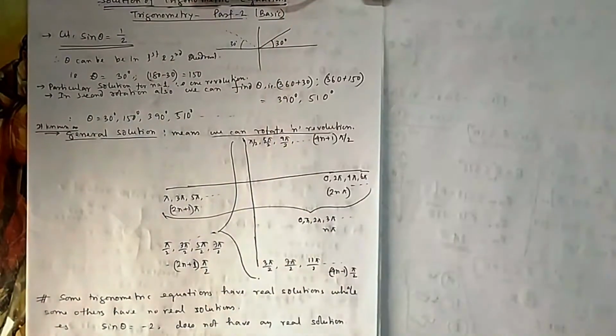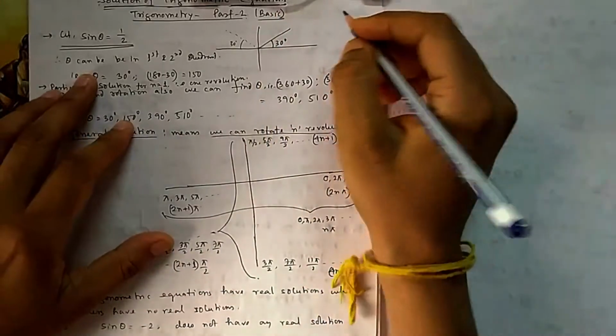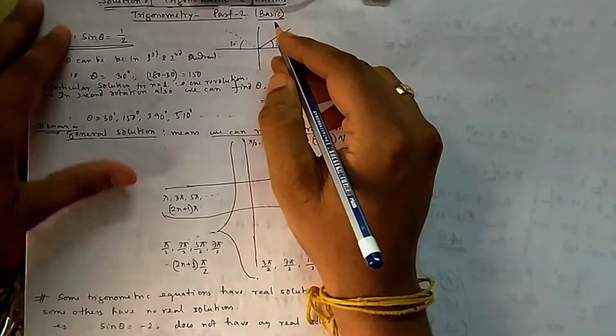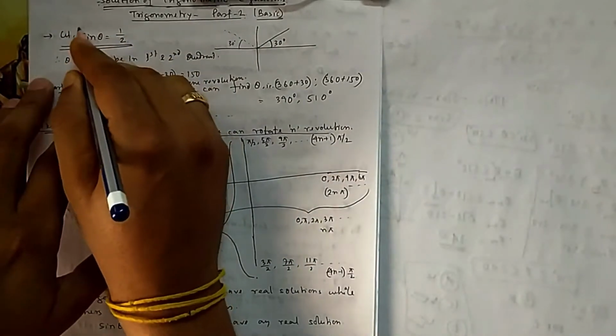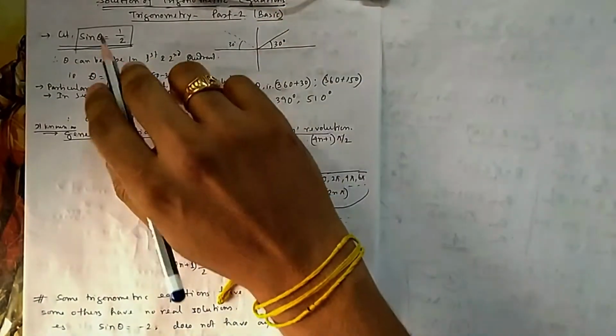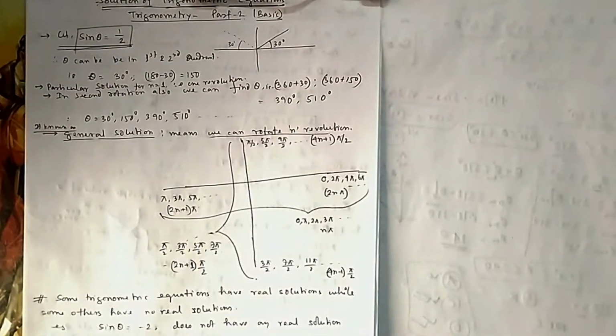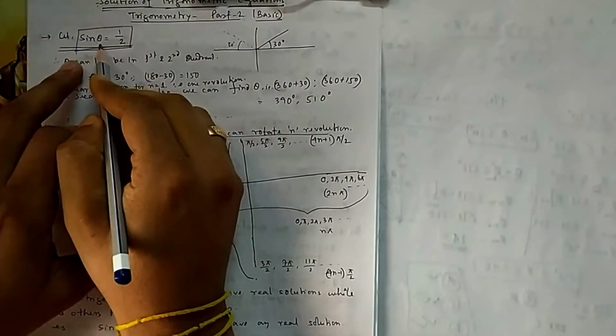Okay students, in trigonometry part 2 we are discussing solution of trigonometric equations. So this is the basic module. Let me take a very basic trigonometric equation. Suppose this is given: sin theta equal to half. An equation means you have an equal sign, with a left hand side and a right hand side, and you have to solve the equation and find the variable. Here the variable is theta, so you have to find the value of theta.